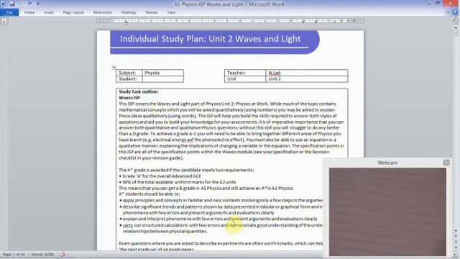Okay, so welcome to this final video on Unit 2 Waves ISP. It's the final task. Task 5 is the one we're looking at today.